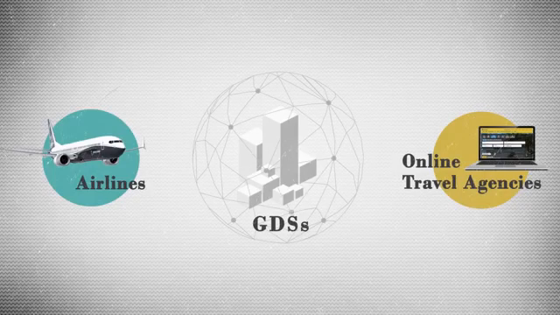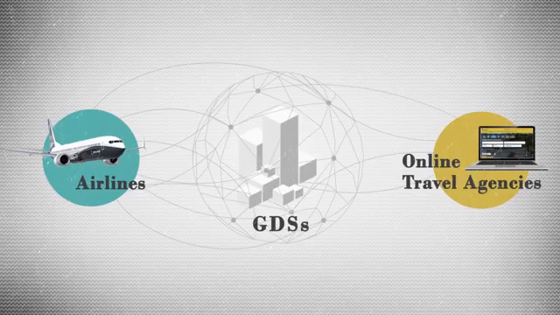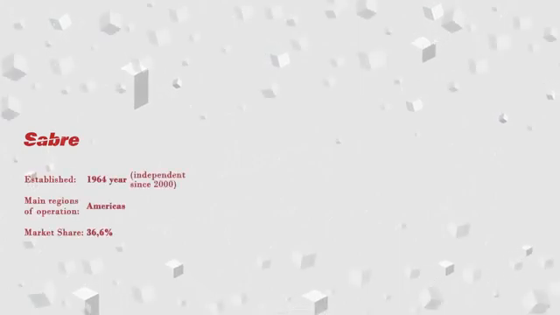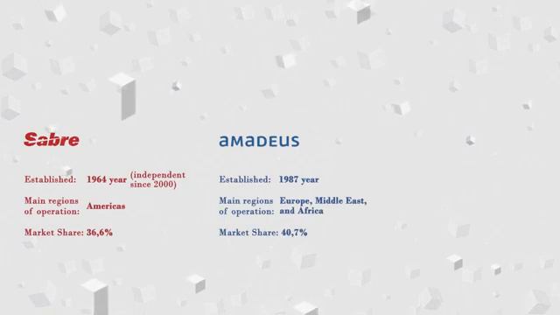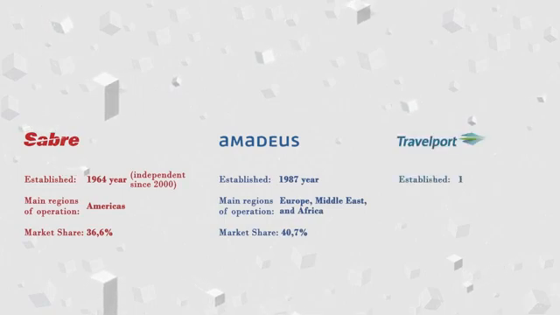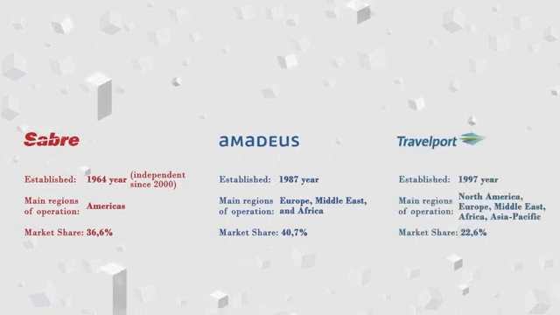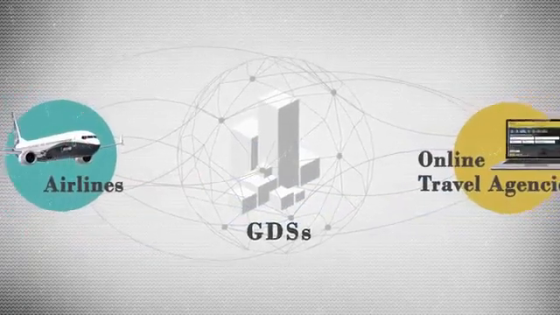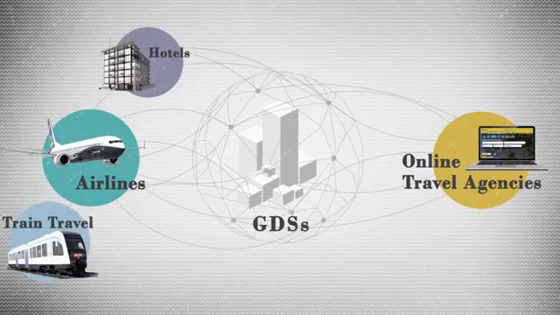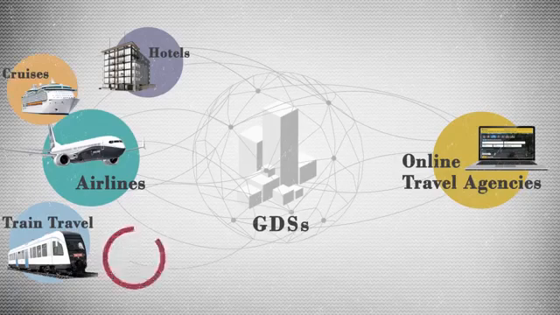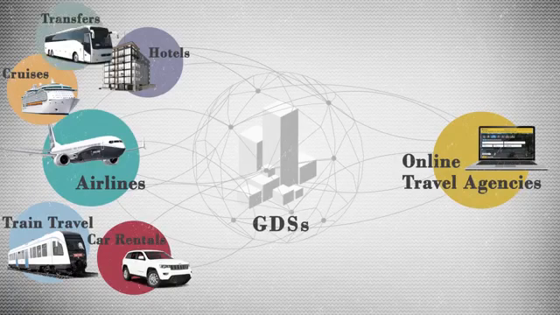APIs are the main connectivity channels used for linking different software systems in the modern world. There are three major GDSs: Sabre, which became an independent business in 2000, Amadeus, established in 1987 by 4 European airlines, and Travelport, a UK-based GDS, formed through a merger of smaller providers. Besides air travel, GDSs now support hotel room distribution, train travel, cruises, car rentals, and even airport transfers.